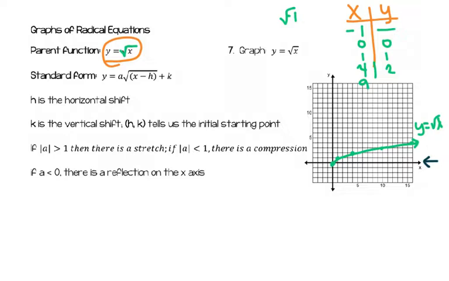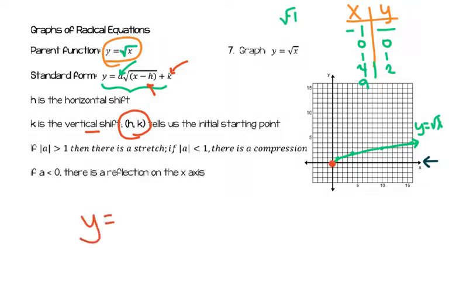And the standard form of that, you'll see that this looks a lot like what we've done for quadratics. You've got a, this tells us about our stretch or our compression. You've got h, and that tells us about our horizontal shift. You've got k, which tells us about our vertical shift. The point h, k tells us where our initial point is. So in this one, our initial point is 0, 0.